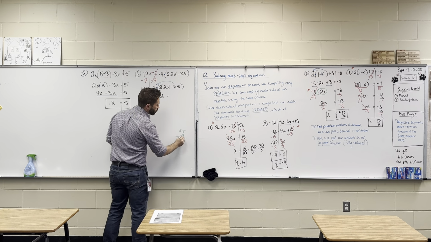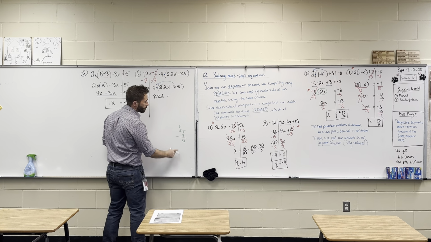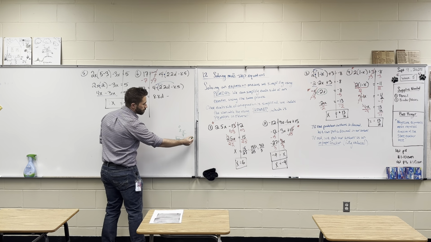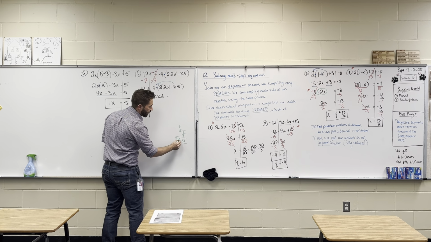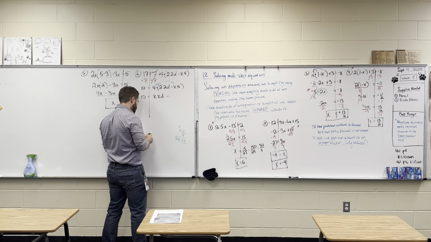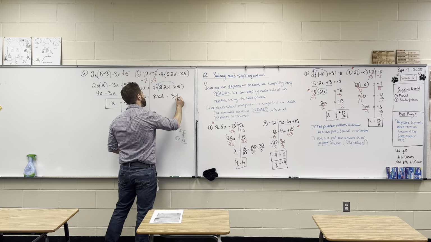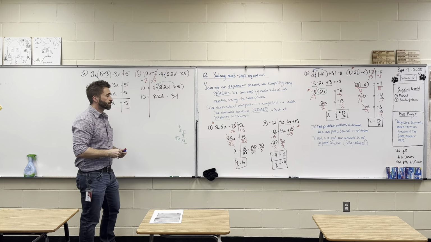5 times 4 gives me 20, carry the 2. 8 times 4 gives me 32, plus the 2, 34. There's 1 decimal in my question, which means there's 1 decimal in my answer. That's 34.0, or just plain old 34. Okay, so far so good.